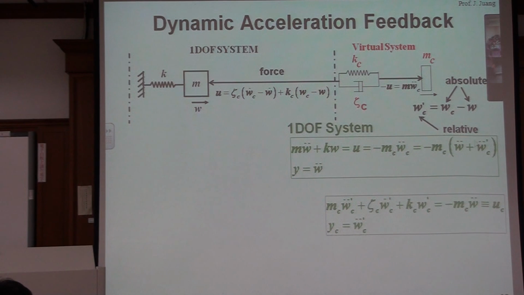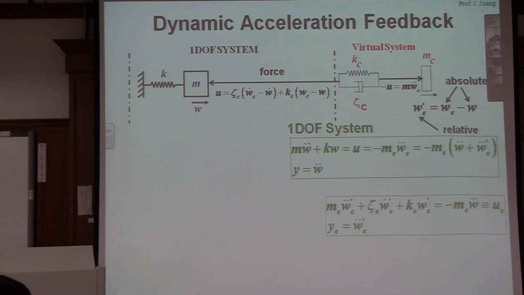Any questions? But this seems to be easier because for wc double dot prime you don't have to really integrate, but you do have to integrate to get the WC prime and WC dot prime, and then you just move these two terms to the right hand side, and that's all you need to do. However, depending on your accelerometer, it may measure the absolute accelerations or the relative accelerations. So if your accelerometer measures the absolute, then the equation will be a little bit different. Okay?